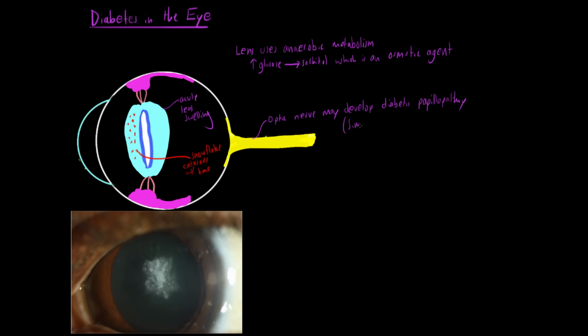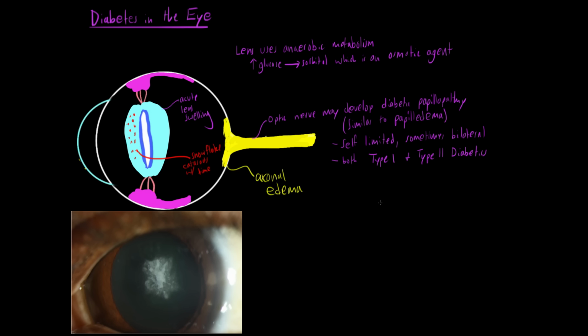The optic nerve, on rare occasion, can exhibit changes that look like papilledema. This is called diabetic papillopathy. It's a self-limited, sometimes bilateral disease that may affect both type 1 and type 2 diabetics. It's characterized by optic disc swelling caused by vascular leakage and axonal edema in and around the optic nerve head. Occasionally, it may be accompanied by intraretinal hemorrhages and hard exudates. Other nerves can be affected as well.